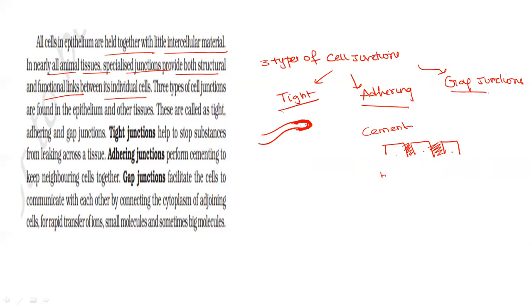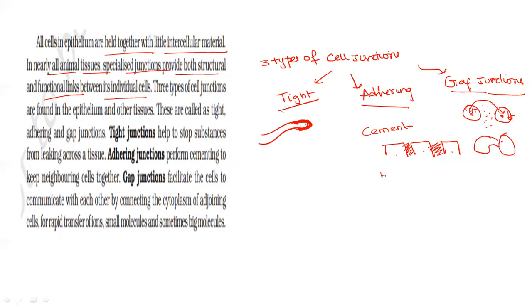Now we have gap junctions. What do the gap junctions do? Gap junctions facilitate the cells to communicate with each other. So this cell will communicate to this cell by connecting the cytoplasm of adjoining cells. So this is the cytoplasm. By connecting the cytoplasm of adjoining cells, there is quick transfer of ions. Suppose this ion has to come to this ion, there might be different interactions, right?